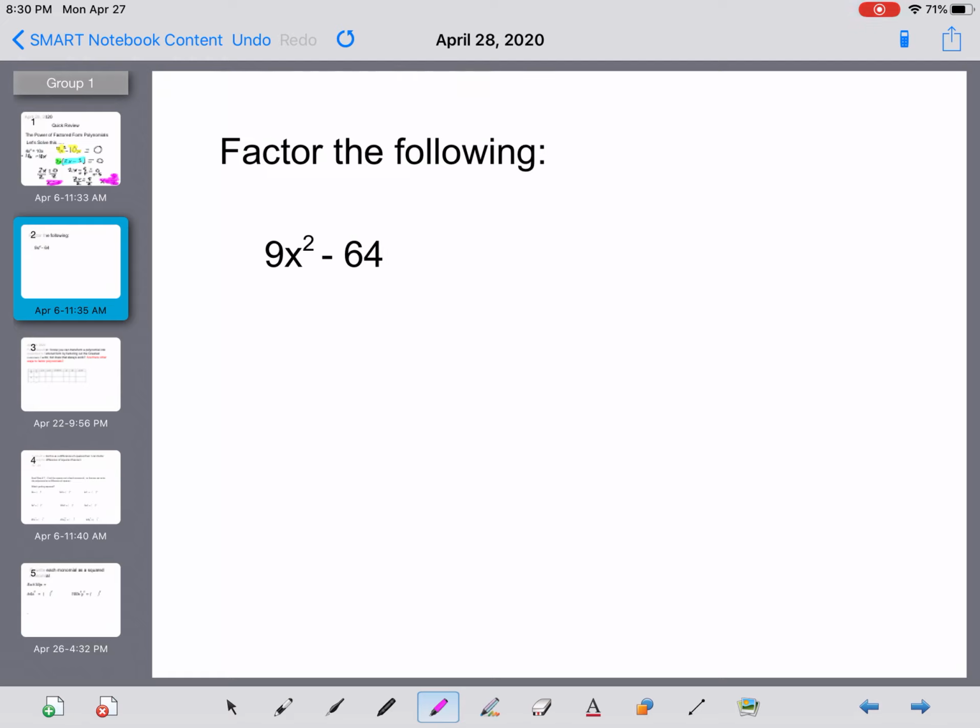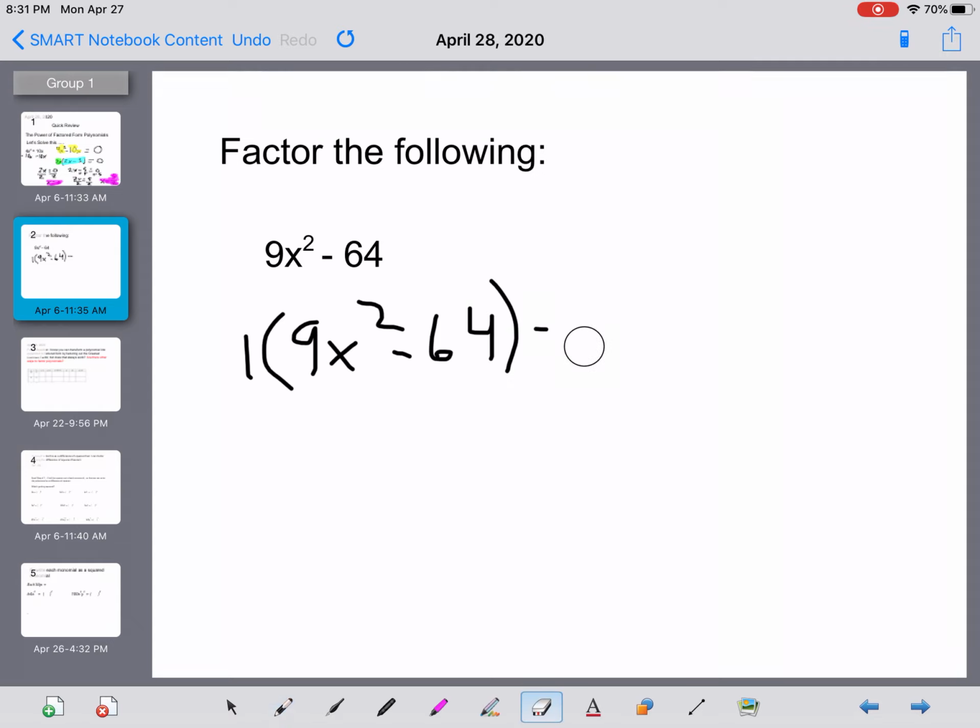Well, I'm looking at 9 and 64, greatest common factor. Is there any number that goes into 9 and 64 evenly? Actually, the only one is 1, and that's not going to help us because if I divide out 1, give me a second here. Let me erase this. If I divided out 1, I would still be left with 9x squared minus 64 on the inside. So I really haven't transformed that. So it's not going to work. So hopefully there's some other tools, and we're going to discover one today.